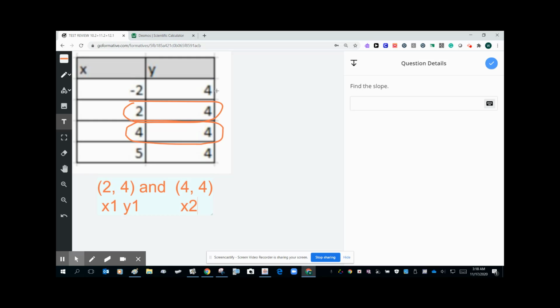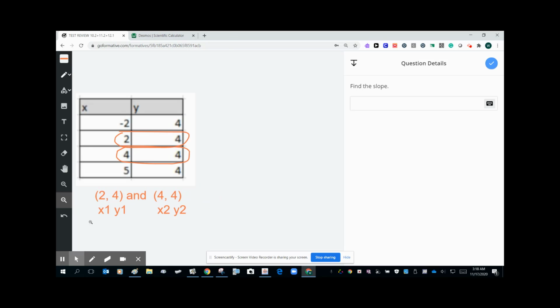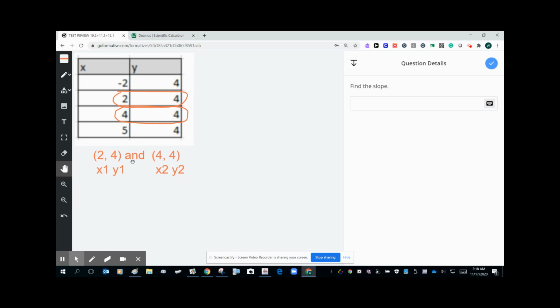then x2, y2. Because I don't have a lot of space here, I'm going to click the minus, and that means I made it a little bit smaller, and I can move this here. So now I have more space. And I click M equals, and then I'll write 4 minus 4 over 4 minus 2. Okay. So there we go right there.